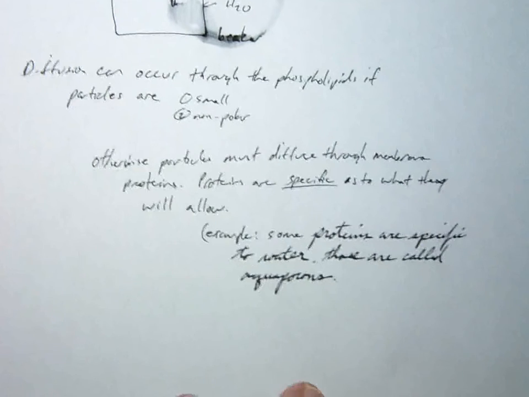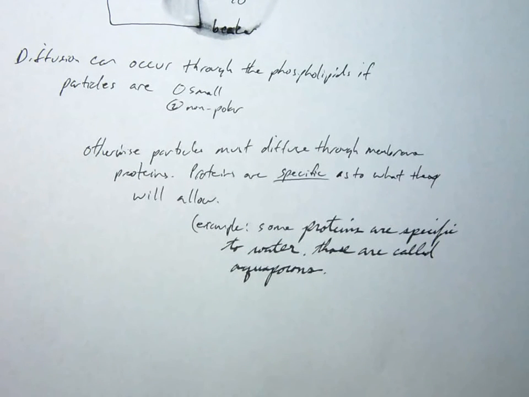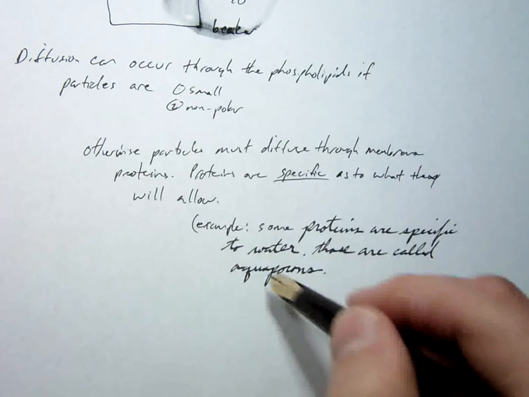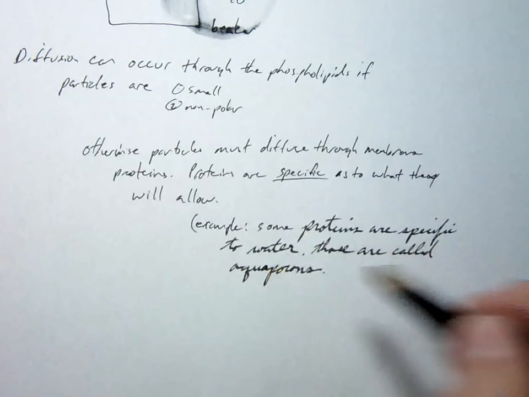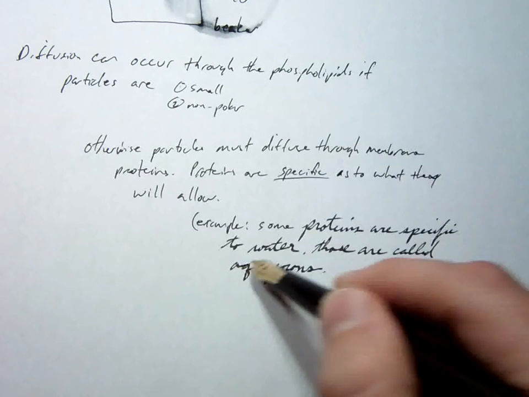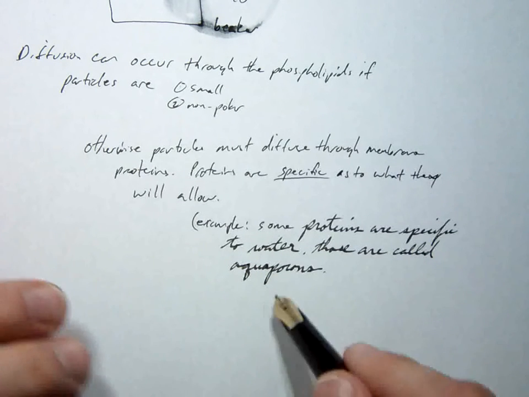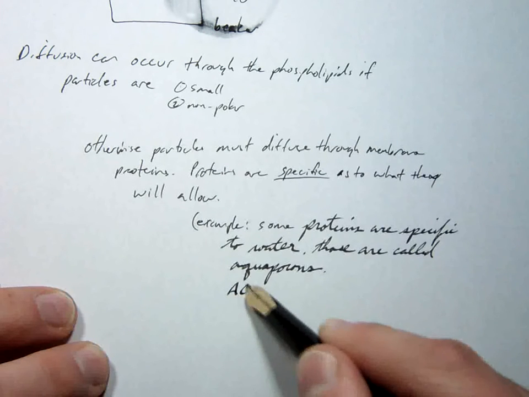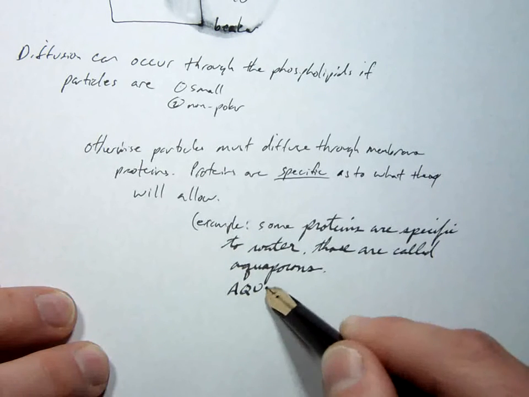Oh, proteins are specific to water. These are called isoforms. Yeah, that's a weird word anyway. They're called aquaporins. How do you spell that? A-Q-U-A-P-O.